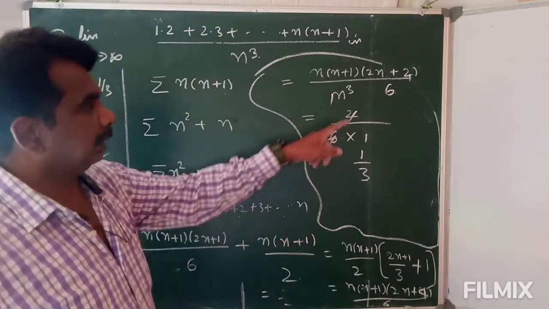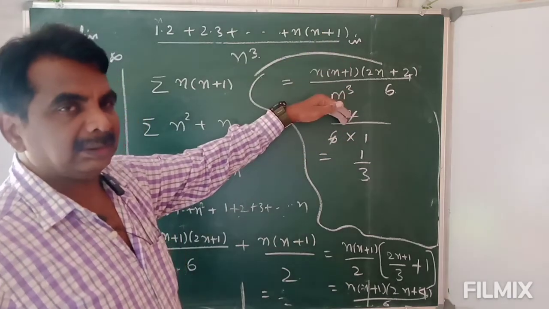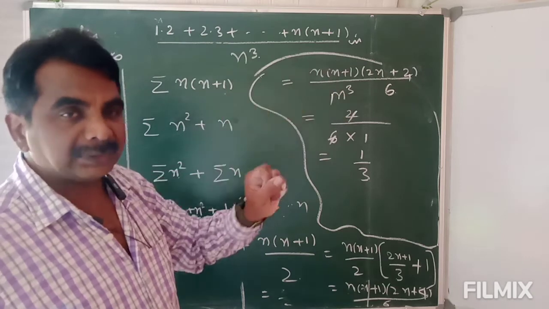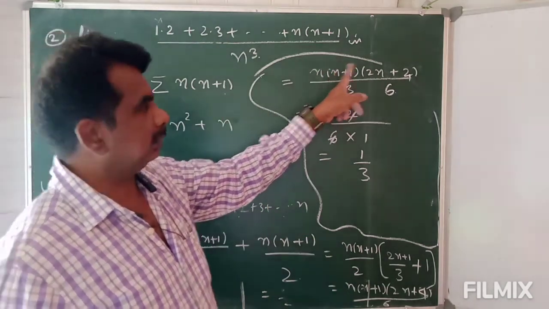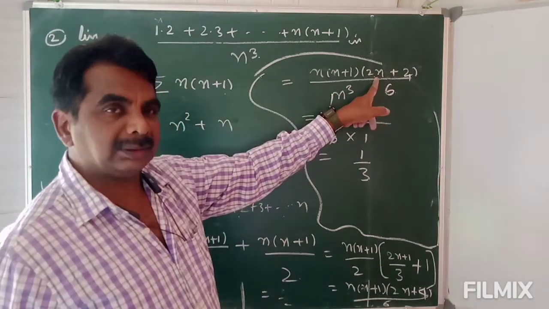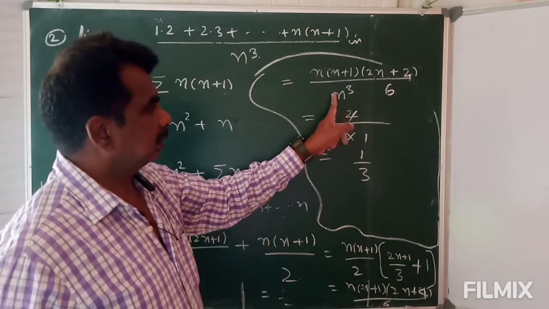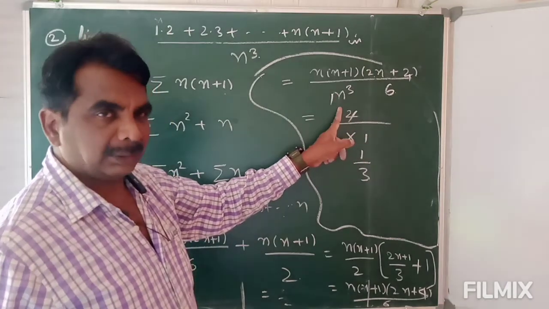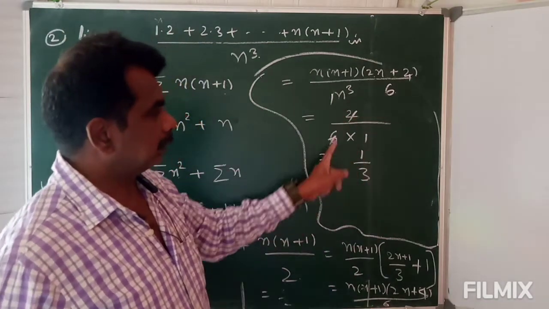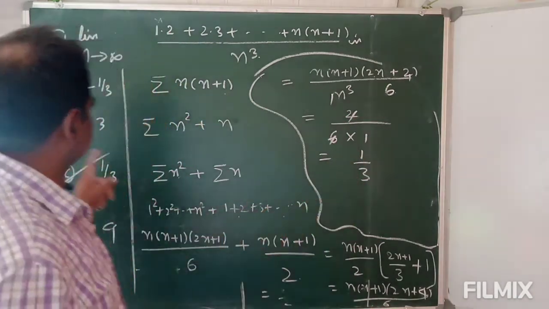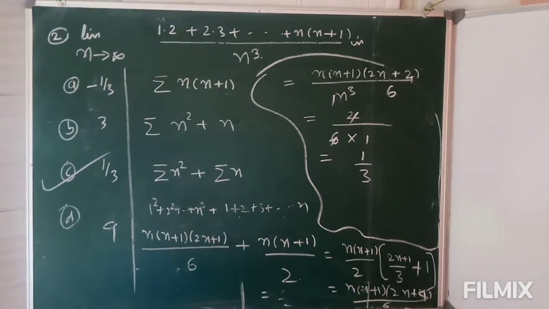Now, the degree of the numerator is equal to the degree of the denominator. Then take the coefficients of the highest degree. What is the highest degree? n into n, n square into 2n is 2n cube. What is the coefficient of n cube? 2, write it 2. Here only n cube is there, so the coefficient is 1 into n cube. This 6 is by the formula. 2 by 6 is 1 by 3. This is the answer. Write it.